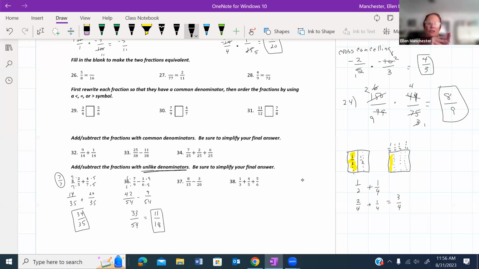Okay, so if you just multiply the two denominators, that is completely valid. You are okay doing that. You just have to be aware that you're going to have to reduce it later. Okay.